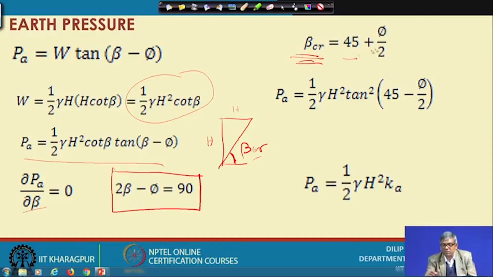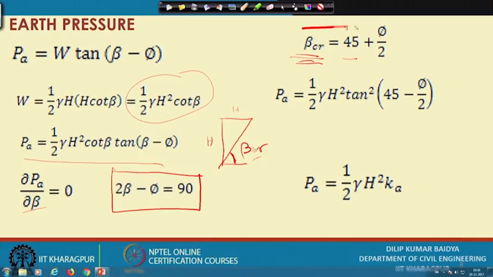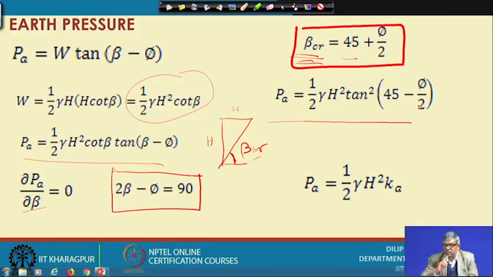So, that is actually 45 degree plus phi by 2. What I have shown initially, without understanding what the plane direction will be, I had just mentioned 45 degree plus phi by 2. Now we can see we got it mathematically: this is 45 degree plus phi by 2. Now, this beta r, 45 degree plus phi by 2, if you substitute in this, then your P A will become half gamma H square tan square 45 degree minus phi by 2, and this can be written as half gamma H square into K.